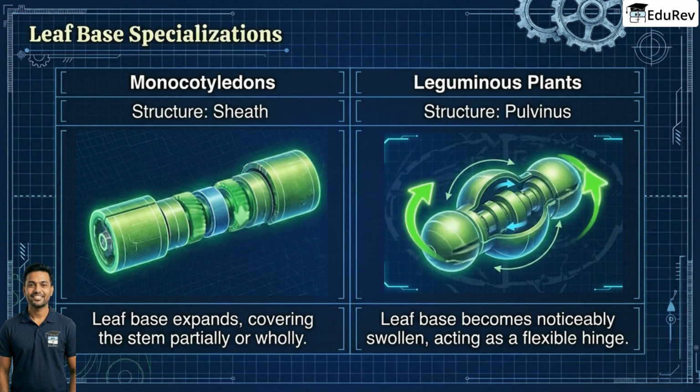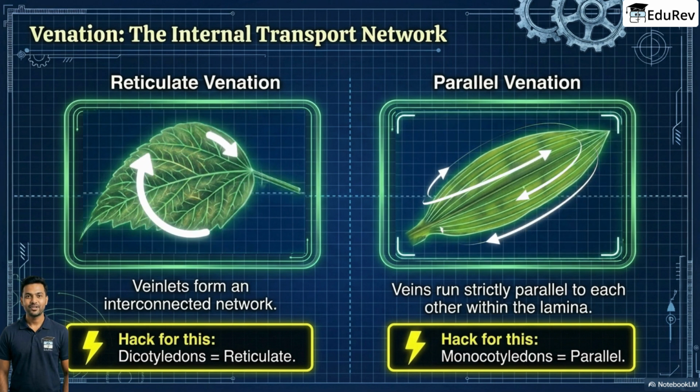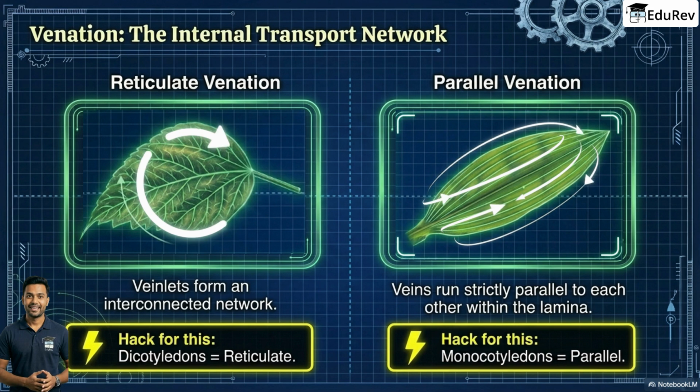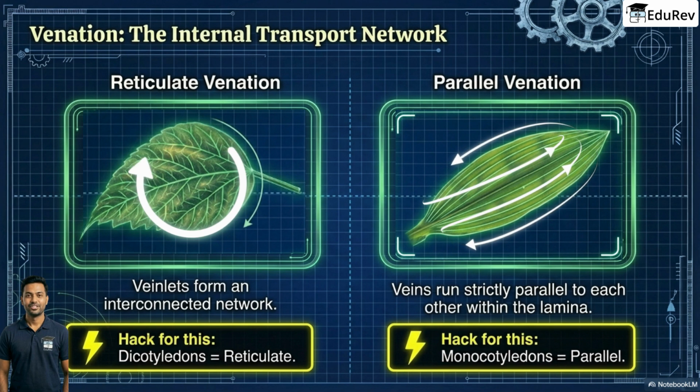The larger idea is that the leaf base can help with support, flexibility, and protection, not just attachment. Venation is one of the simplest ways to classify leaves by internal transport pattern. In reticulate venation, the veins form an interconnected network which is typical of dicots. In parallel venation, the veins run side by side, which is typical of monocots. This is such a high-yield clue that it often appears in direct identification questions. If the venation pattern is clear, classification becomes much faster and much less confusing.